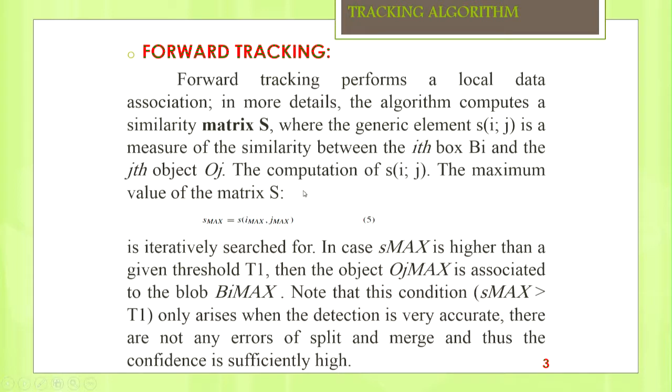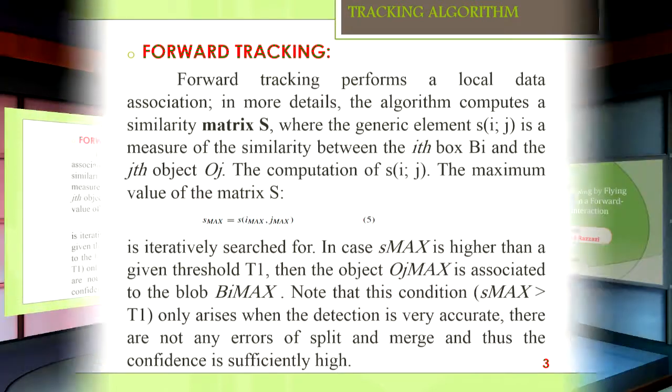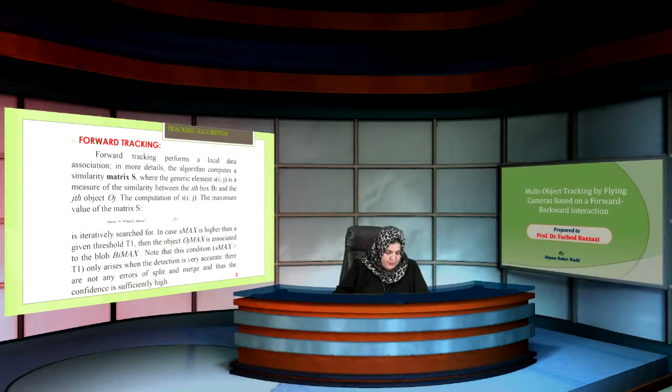Tracking algorithm. The aim of the tracking algorithm is to draw, frame by frame, the trajectories of the objects moving in the scene by performing the best possible association between the set of boxes and objects. The tracking is performed in two steps by combining the forward tracking with the backward tracking.